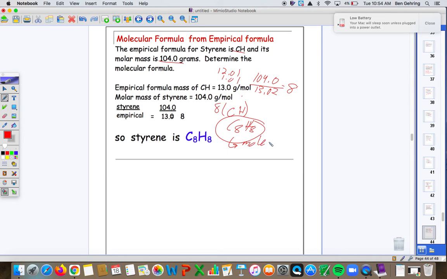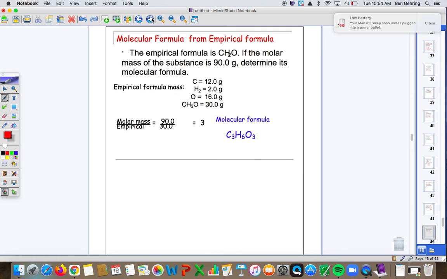So this is my molecular formula. Okay, so it's going to be really important. You have to be able to solve for this empirical formula. Most of the time, I'm not going to give this to you. And then you have to work from there to get your molecular formula by dividing your two molar masses like we did here.